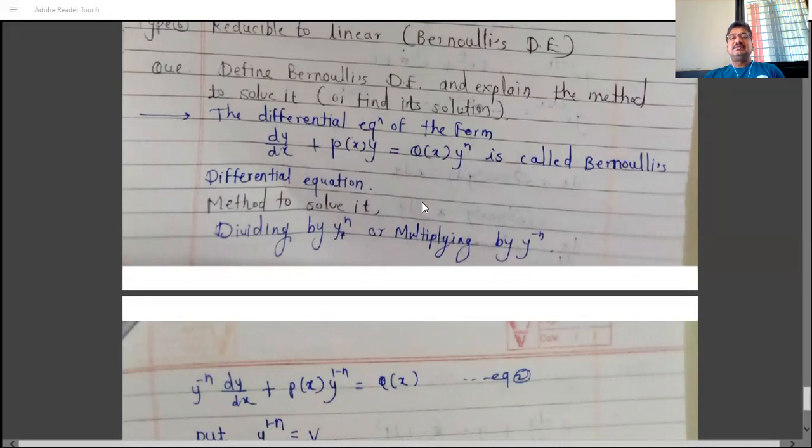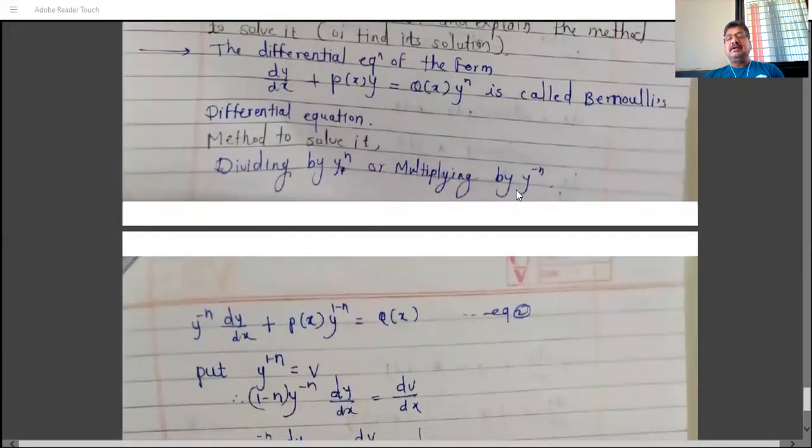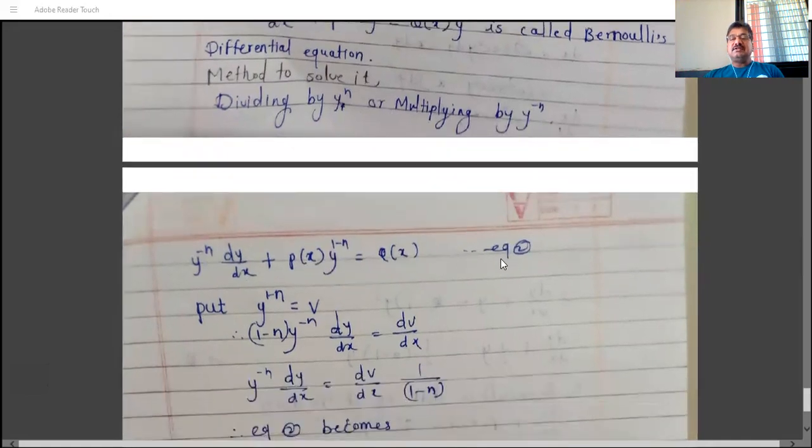Now, let us discuss the method to solve Bernoulli's differential equation. So the first step is dividing by y raised to n, or multiplying by y raised to minus n, on both sides. We have y raised to minus n dy by dx plus p(x) y raised to 1 into y raised to minus n is y raised to 1 minus n, base same, addition of powers. So 1 minus n is equal to q(x), and y raised to n into y raised to minus n is y raised to 0, that is 1. And this is, suppose, equation number 2.